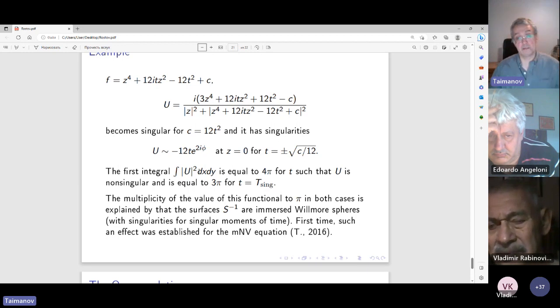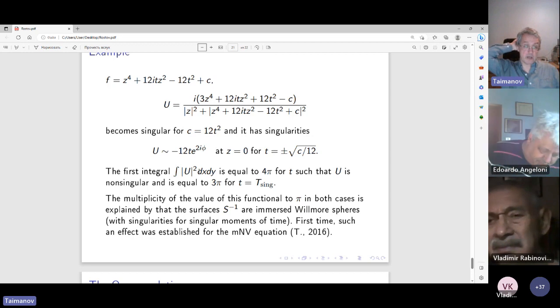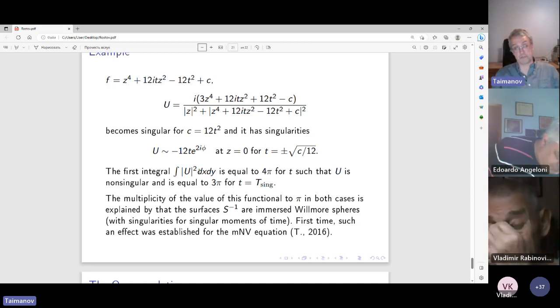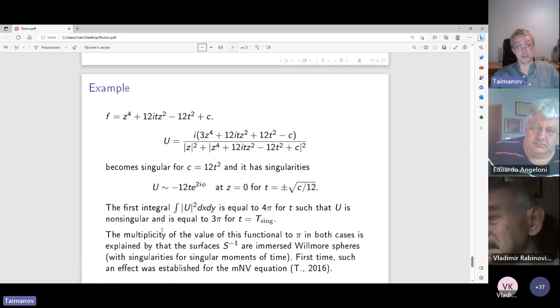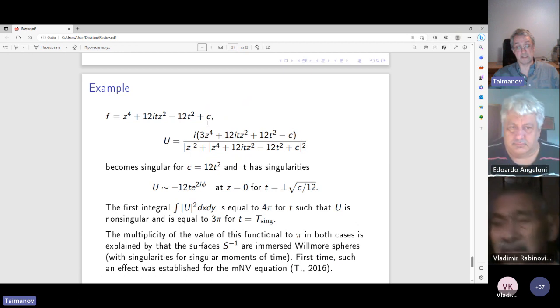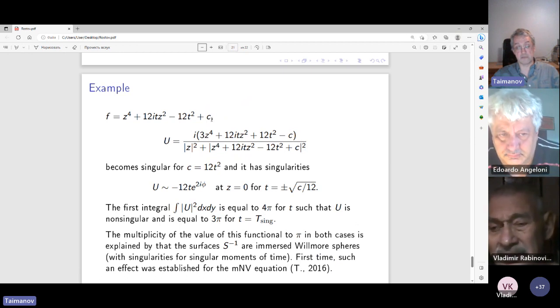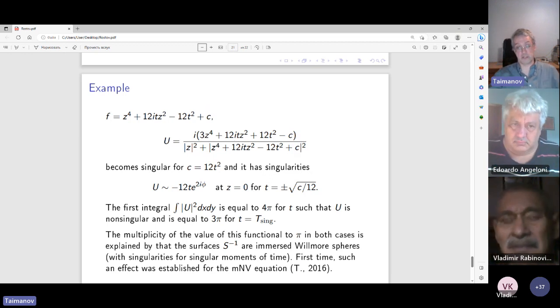And this picture of the Möbius transformations demonstrates how these singularities appear for the Davis-Stewartson equation. But I would like to notice that these singularities are not stable, because as soon as I slightly vary c so that its imaginary part is non-zero, there is no singularity in this solution. So that's for analytical formulas, that's okay. They're not stable with respect to these variations.